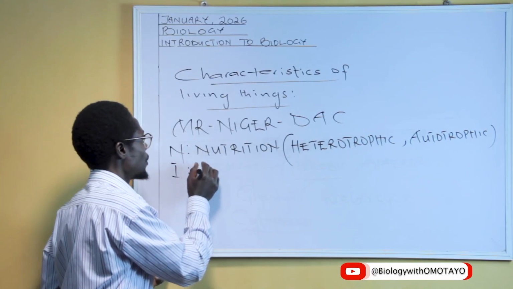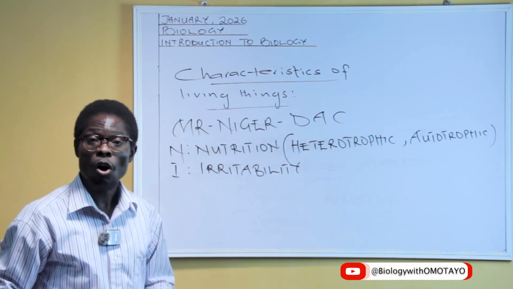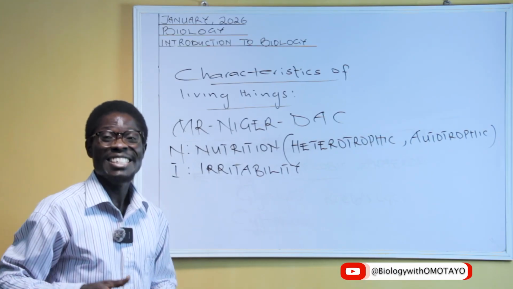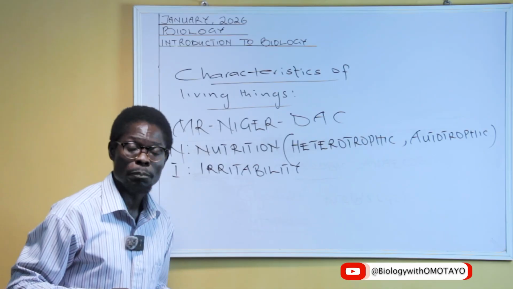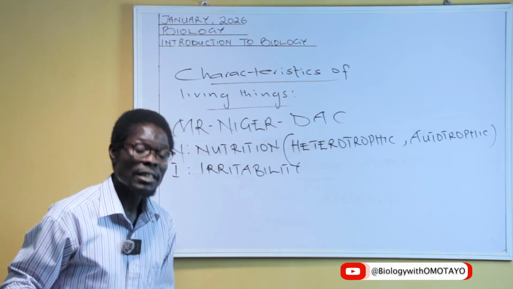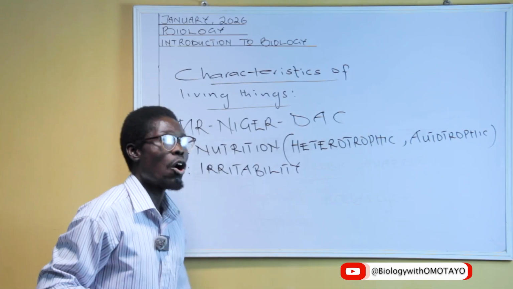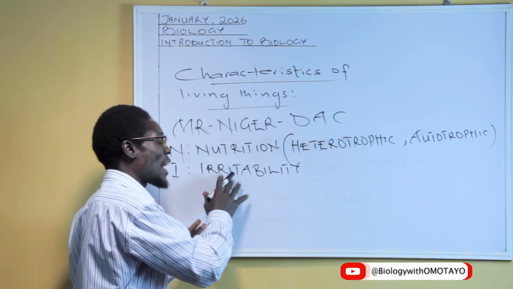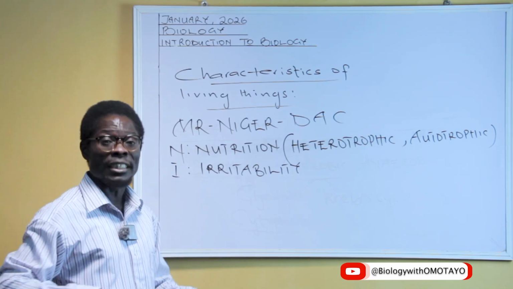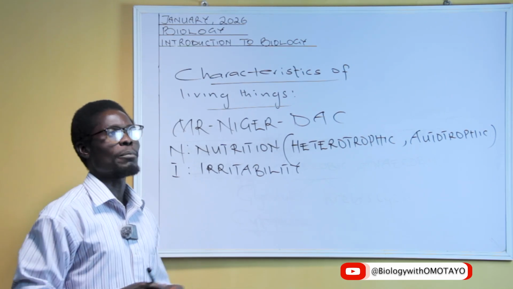I, irritability. Sometimes also being referred to as sensitivity. It is the ability of an organism to respond to stimuli. Stimuli are changes in the environment of an organism. So the ability of an organism to respond to changes in its environment is referred to as irritability.